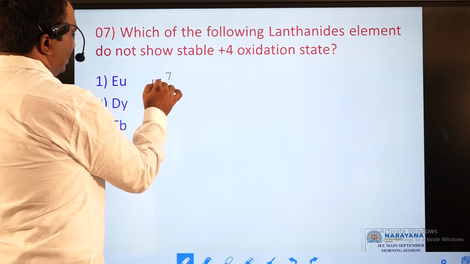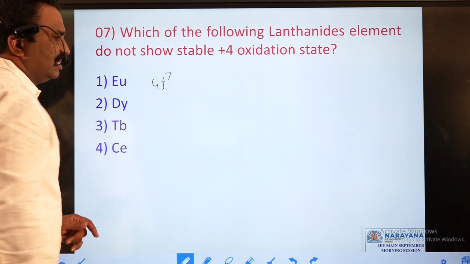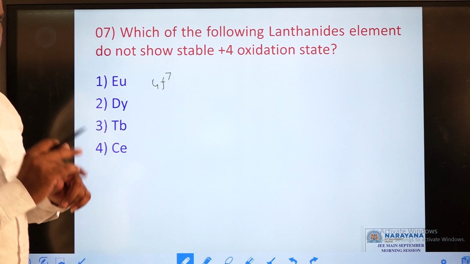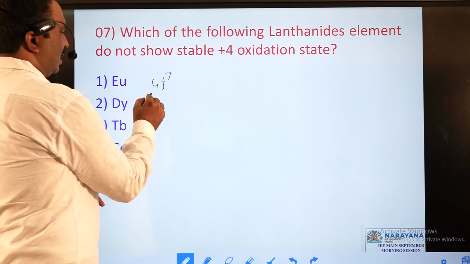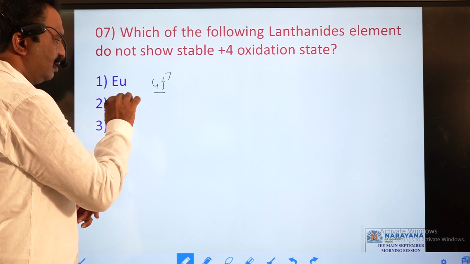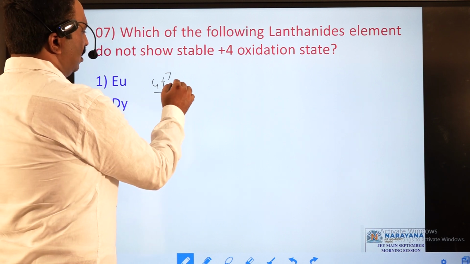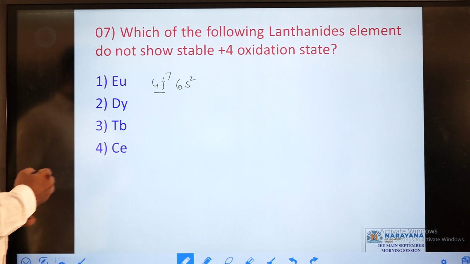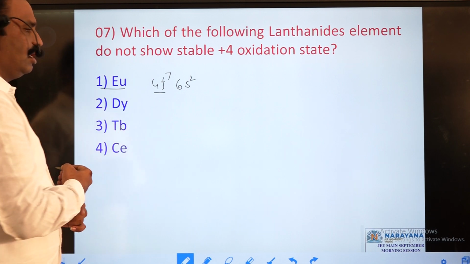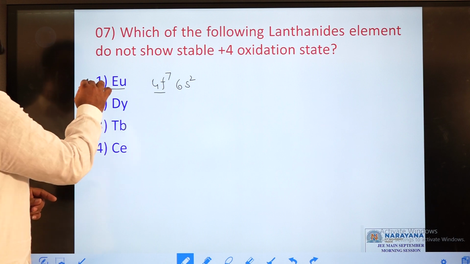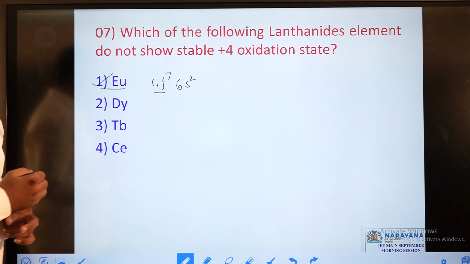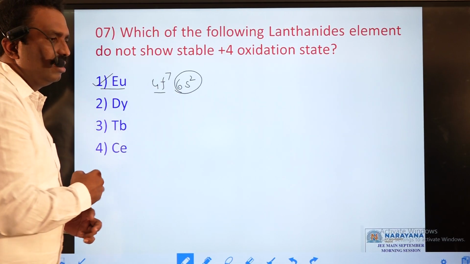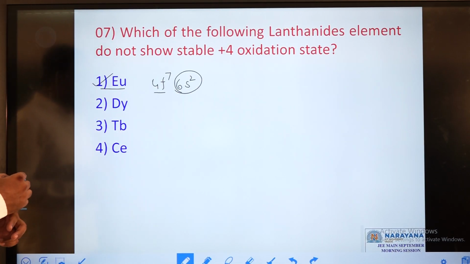There is an anomaly in the case of europium. As I said, the general configuration must have an electron in 5d1, but that is absent here. Because to get this stable 4f7, it attained 4f7 and 6s2. It commonly exhibits Eu+2. +4 is not possible for europium, because after releasing these electrons, it has a stable configuration of 4f7.